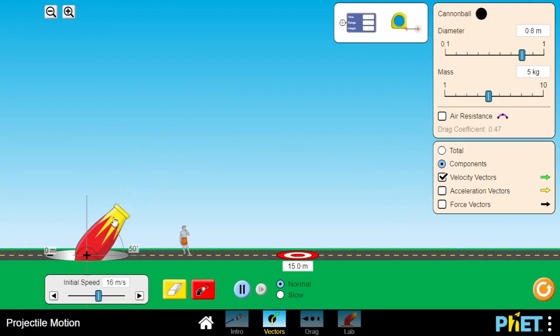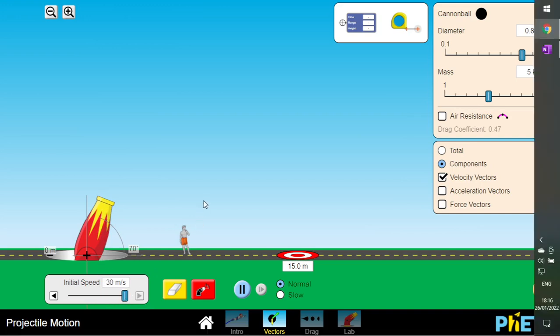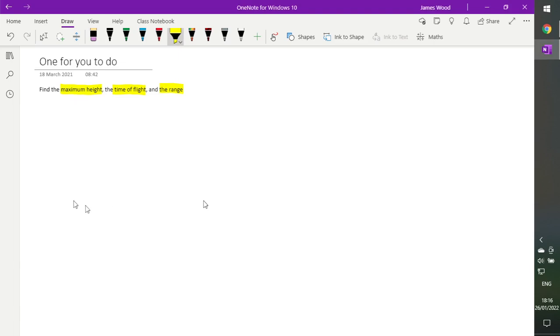So let's go for 70 degrees and 30 meters per second. We'll fire it as fast as it can. So 70 degrees and 30 meters per second.